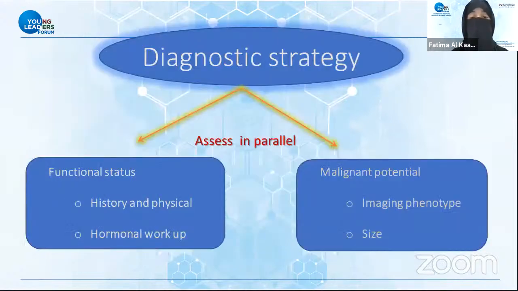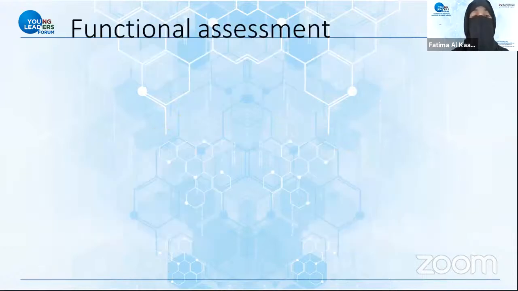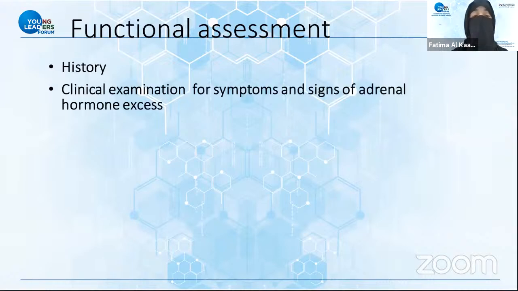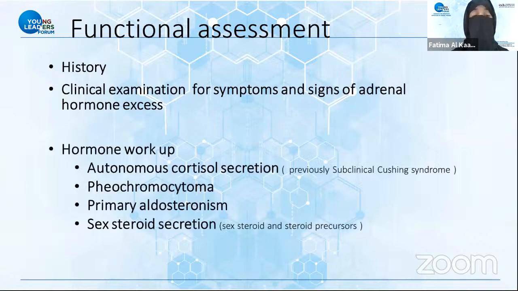Moving to the diagnostic strategy, when we come across an adrenal incidentaloma, we should assess in parallel the functional status and the malignant potential. I will start with the functional status. We should take a full history and perform clinical examination for symptoms and signs of adrenal hormonal excess. And the hormonal workup should include the following. We should exclude autonomous cortisol secretion, previously known as subclinical Cushing syndrome. And we should exclude pheochromocytoma. In some situations, we have to exclude primary aldosteronism. And in some scenarios, we have to exclude sex steroid secretion.